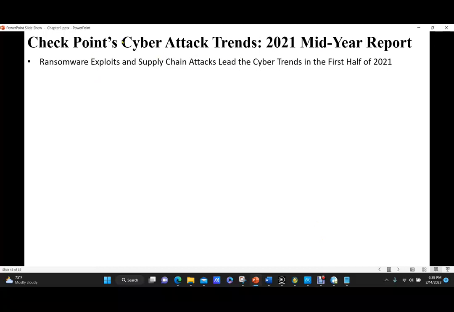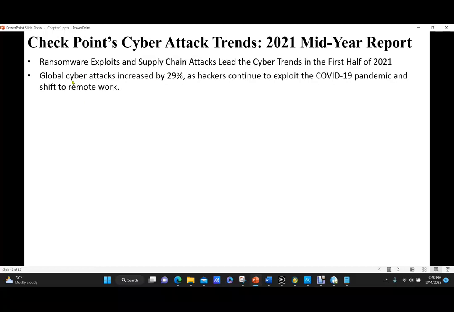In 2021, Checkpoint produced a report. They determined that the leading kinds of malware cyber attacks were ransomware and supply chain attacks. Global cyber attacks had increased greatly, almost 30%. Hackers began to exploit the COVID-19 pandemic and took advantage of the large scale shift to remote work.